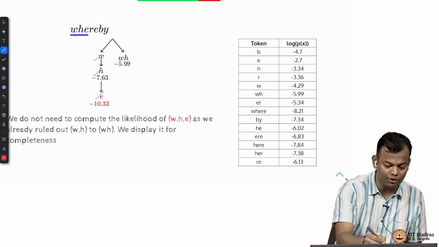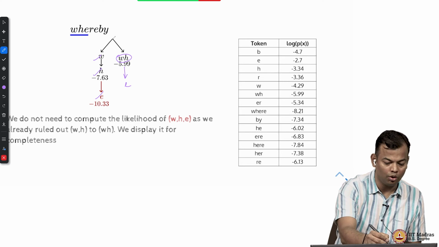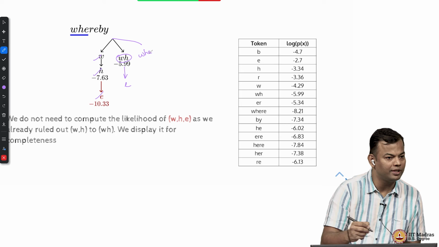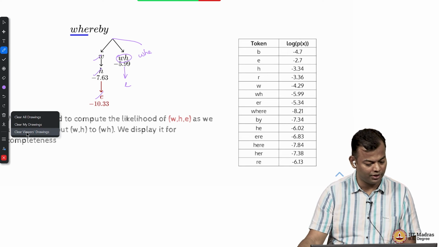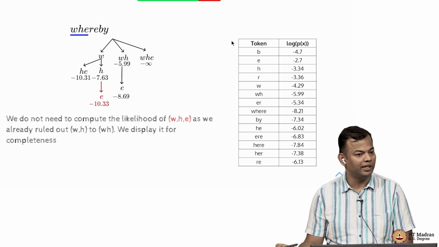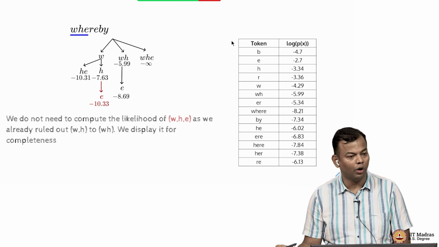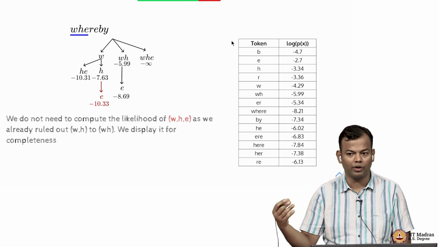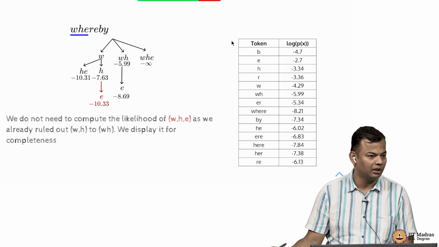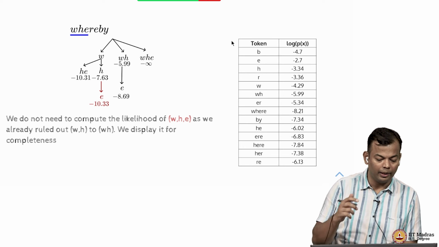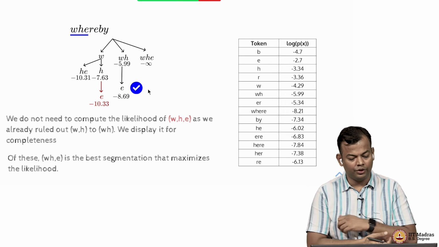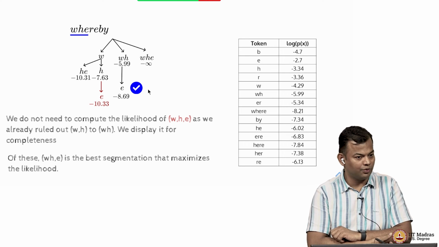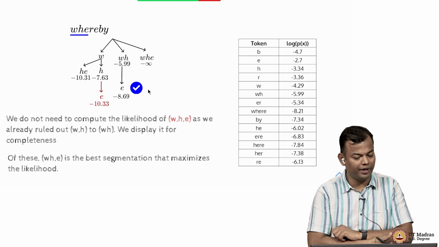But at this point, what are the choices you have? You have WH, so you could extend it and say WHE, or you could just consider the token WHE itself. This is the choice that you have. So let's see what that choice turns out to be. It turns out that WHE is not a token at all. It's not there in your vocabulary, so that option is not available to you, but it could also have been possible. So now again WH, comma, E is the best tokenization you have at this point.